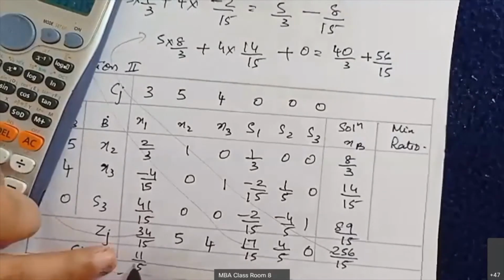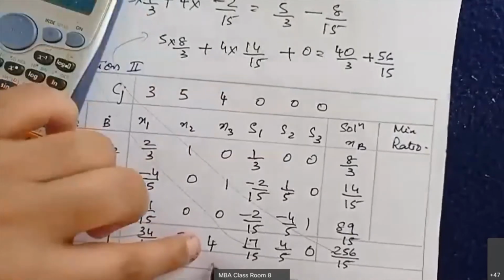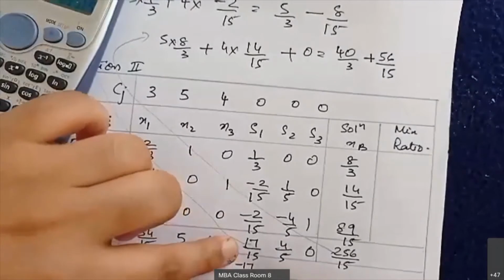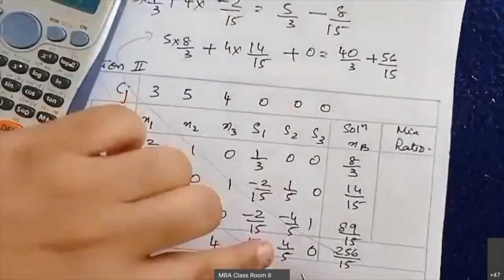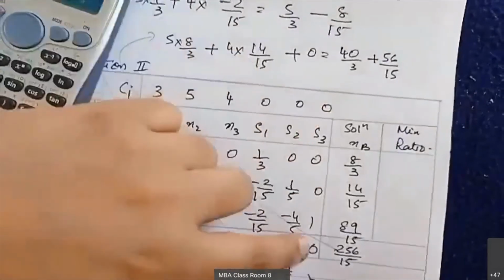Sorry, 11 divided by 15. Next one, 5 minus 5, that is 0. 4 minus 4, it is 0. 0 minus 17 by 15, that is minus 17 by 15. 0 minus 4 by 5, that is minus 4 by 5. 0 minus 0 is 0.